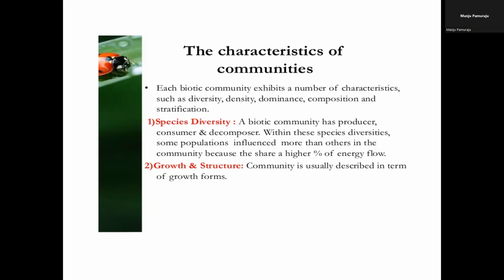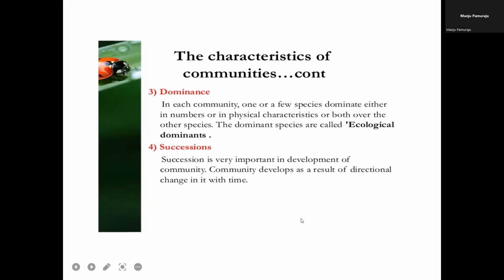The next one is growth and structure. The community is usually described in terms of growth forms. The third characteristic is dominance. In each community, one or a few species dominate over the other species, either in number or in physical characteristics such as size, or both. The dominant species is called the ecological dominant.